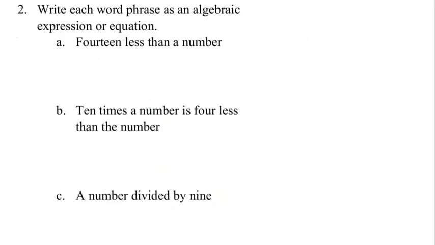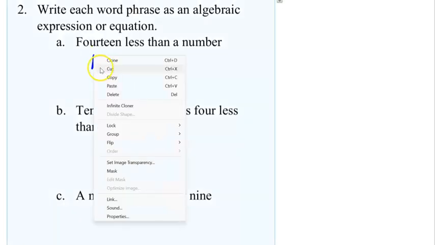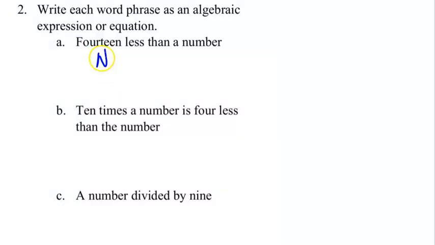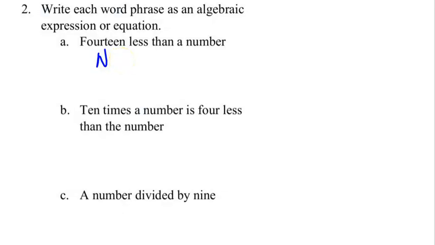Question 2, write each word phrase as an algebraic expression or equation. So 14 less than a number. So a number, I'm going to use n for number because that's our unknown. I don't know what that is. Less than means I'm subtracting. So I'm going to have minus, and then 14. So don't get confused with less than as a comparison symbol. For this one, it's just an algebraic expression or equation, not an inequality.